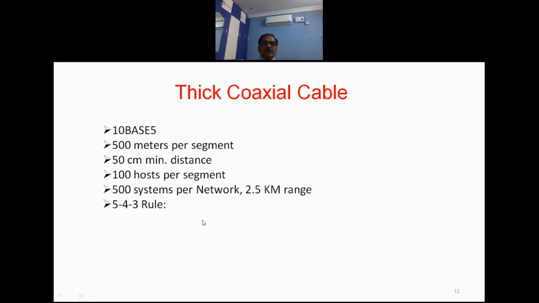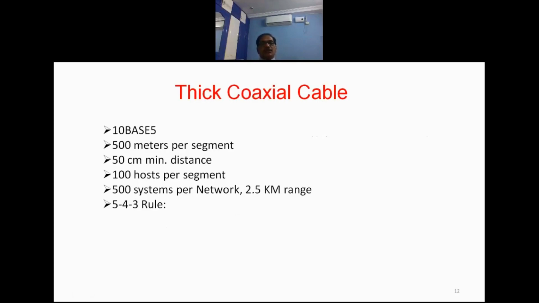Compared on the cost factor, this is a little costlier compared to the UTP cable. But this is most preferred for the bus topology, small networks, because establishing the network is very easy. We don't need additional devices like hubs, which are needed in the star topology where UTP cable, twisted pair cable, is being used. But when we are using the coaxial cable, the hubs are not needed as all the systems can be connected to a common bus. So the common bus is a coaxial cable.